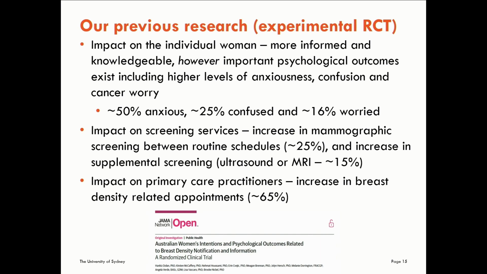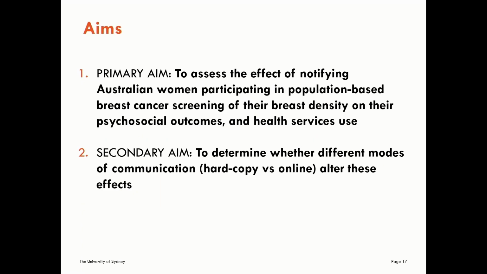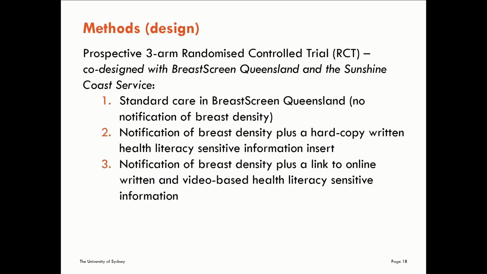And so off the back of this, we have teamed up with BreastScreen Queensland and in particular the Sunshine Coast Service to run a trial here on the coast, which was the title of our talk, looking at the screening participant and health service impact of population breast density notification. So the primary aim of our trial is to assess the effect of notifying Australian women participating in population-based breast cancer screening of their breast density on their psychological outcomes and their health service use. And the secondary aim is to determine whether different modes of communication, so giving them a hard copy letter versus giving them information and a video online, alter these effects.